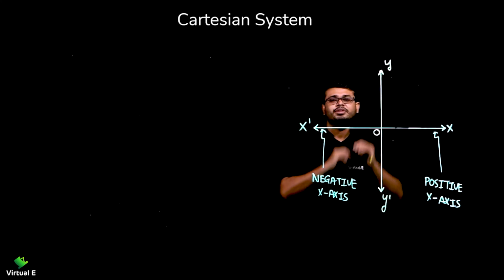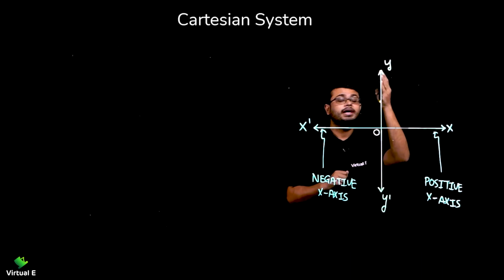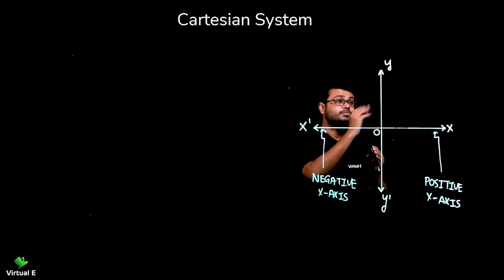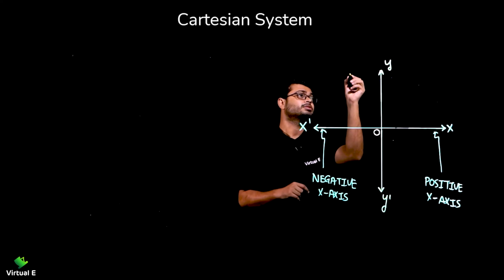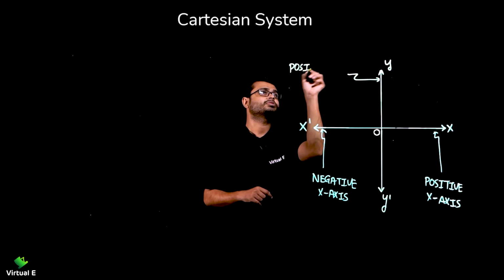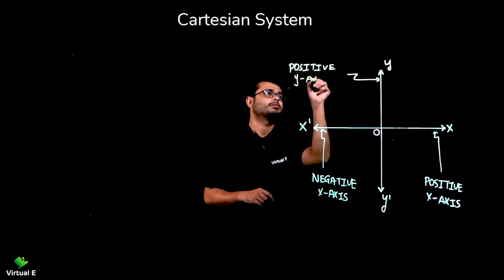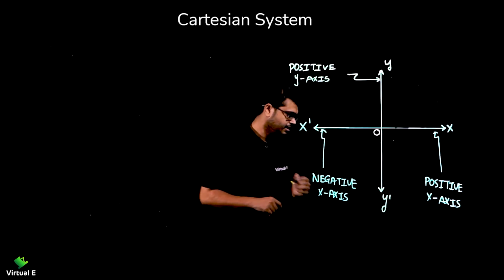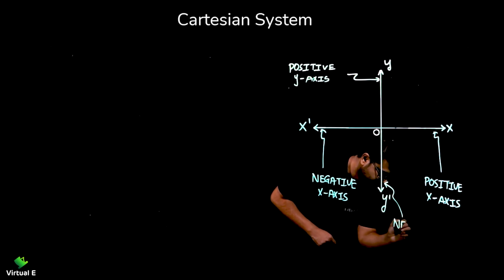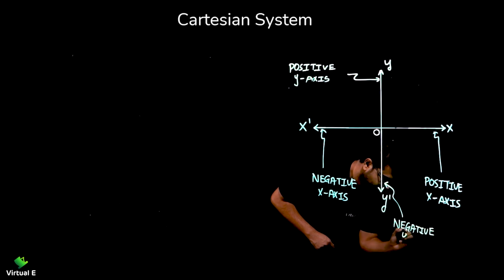Now think, where will be the positive and where will be the negative here? This is without the dash, so it should be positive, and this is with dash, so this should be negative. So let's write, this is the positive y-axis, done. And this one is the negative y-axis.